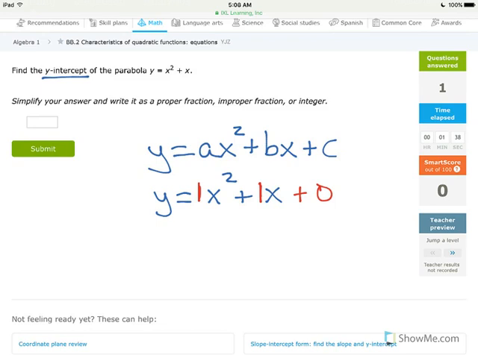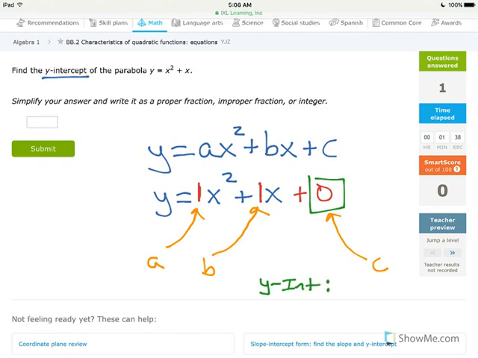So this is going to be your a. This is going to be the b value. And this one is the c value. And we had said the y-intercept is always just going to be the c value. So in this case, the y-intercept is going to be the c value, which is 0. So you can say your y-intercept is 0. So you want to put 0 into the answer box.